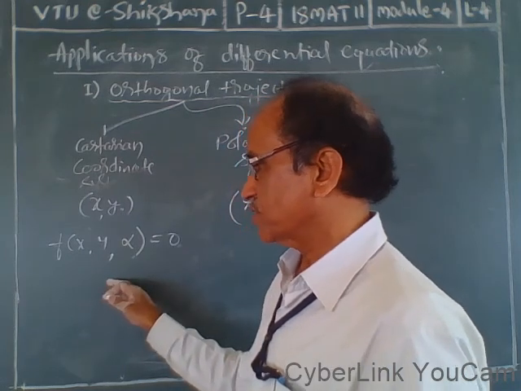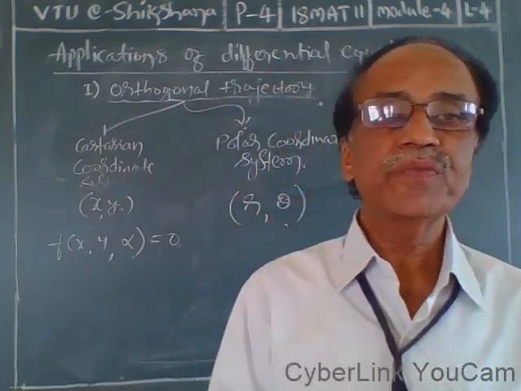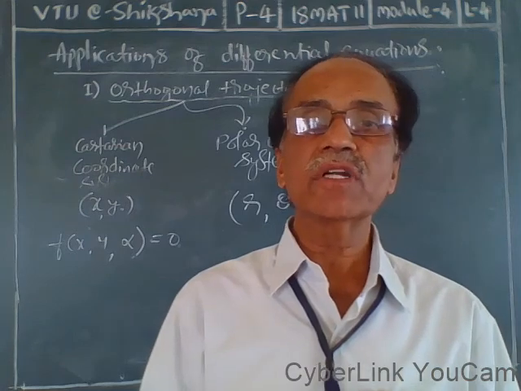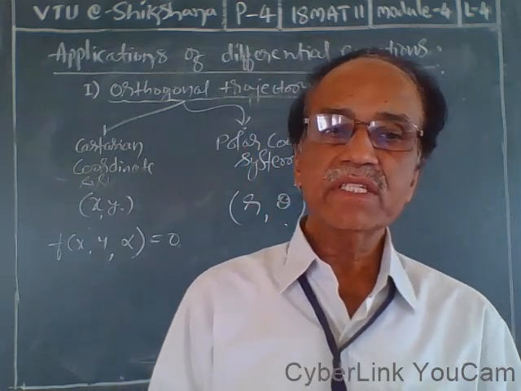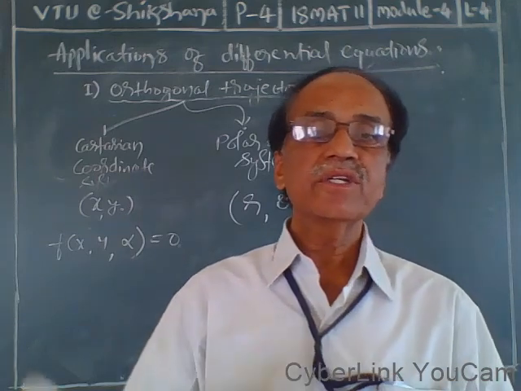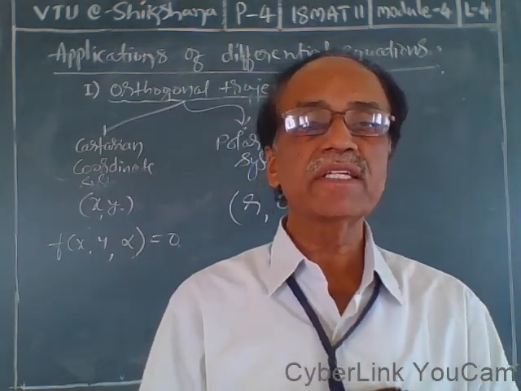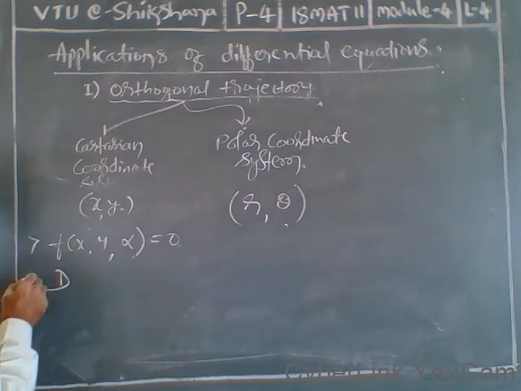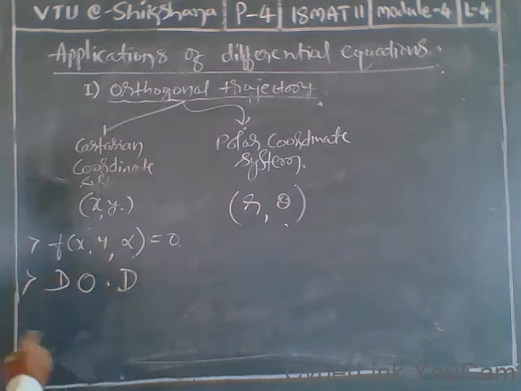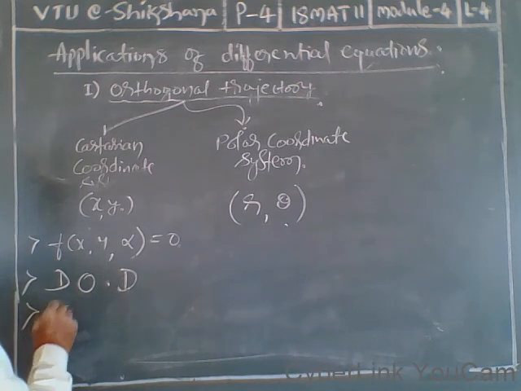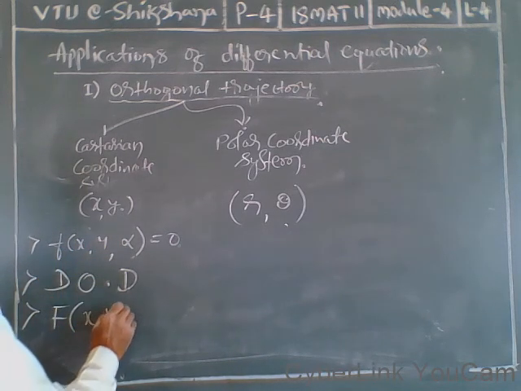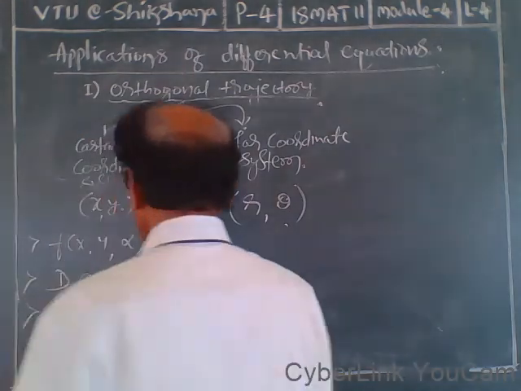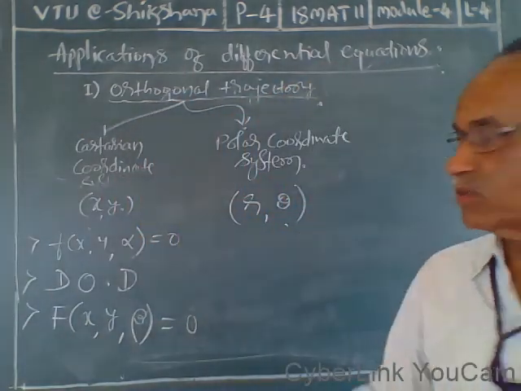Then we form a differential equation, and for that differential equation, we apply the concept of orthogonal trajectory, which means replacing the differential coefficient dy by dx with minus of dx by dy. Then you solve the differential equation. This is one step, this is the second step, the differential equation of the orthogonal trajectory, and in the third step, after solving it, you will get another family of curves, another function of x, y, beta equal to 0.